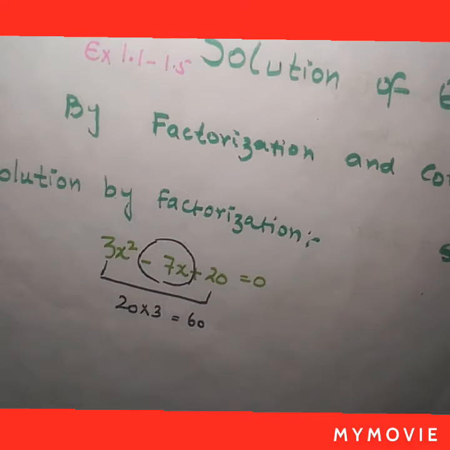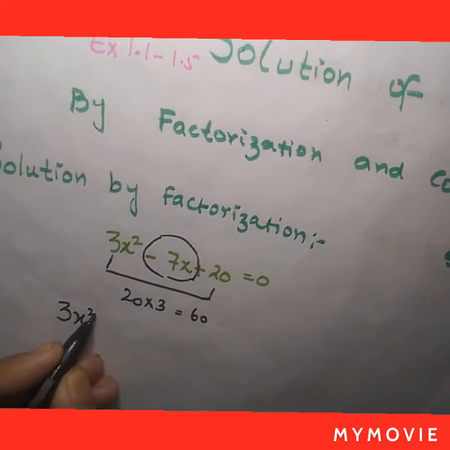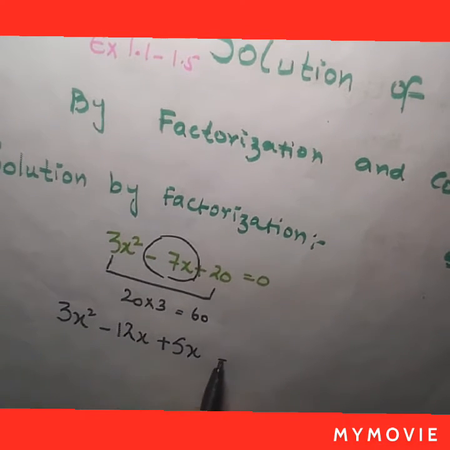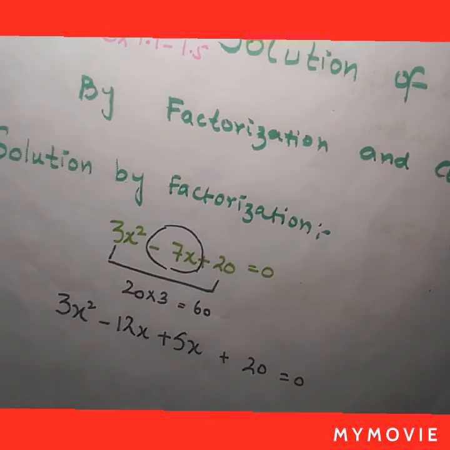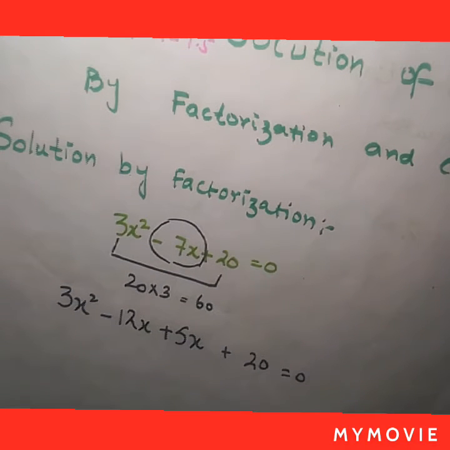What is the number? You can find it by practicing more and more. You will get used to making it. Likewise, I have 3x squared, and I am breaking the mid term: minus 12 of x minus 5 of x plus 20 is equal to 0. Addition gives 7, how? Minus 12 plus minus 5 gives minus 7 of x, and 12 times 5 gives 60. That means my mid-break is true.